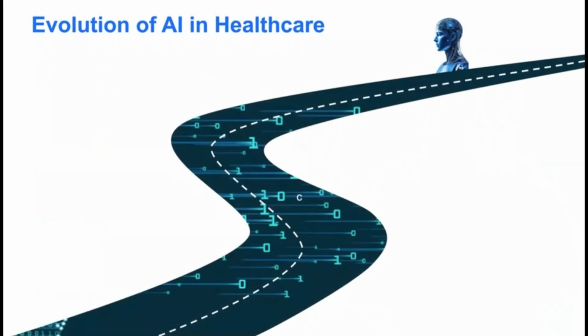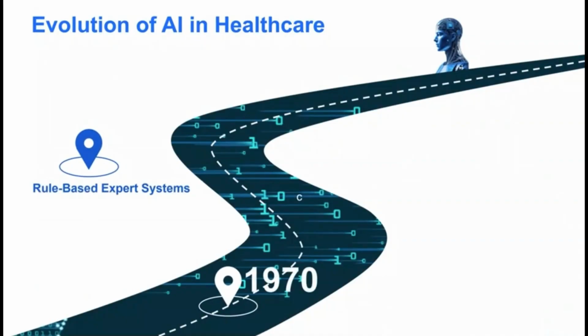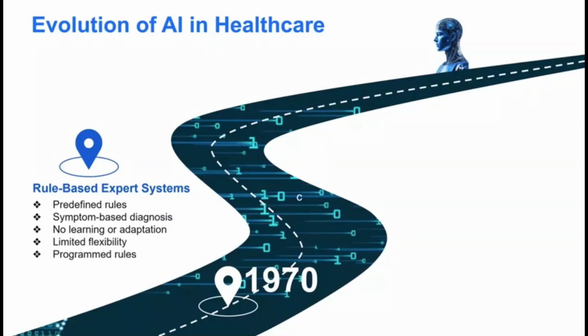The journey of AI in healthcare began with rule based expert systems in the 1970s. These systems, designed to support clinical decision making, followed a simple set of predefined rules. For example, if a patient presented with certain symptoms, the system would suggest a diagnosis based on those inputs. While revolutionary at the time, these systems lacked the flexibility to handle more complex cases as they couldn't learn or adapt when faced with new or unfamiliar data. They were limited to the rules that had been programmed into them.